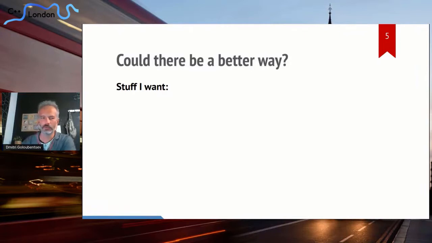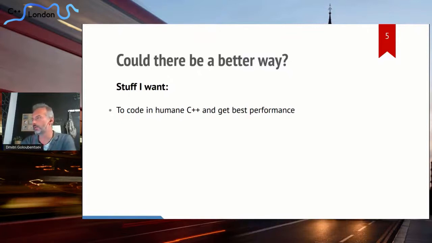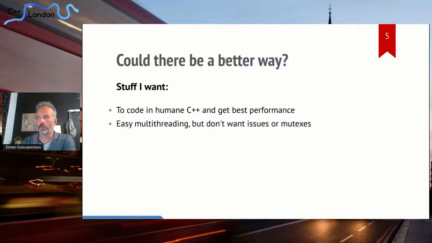So the stuff I really wanted as a practitioner: I want to write humane C++ and get the best performance, right? So if I want to use STL containers and I want them to dynamically allocate memory and stuff, I want to be able to do that. I don't want to be thinking all the time that it can kill my performance when I'm running this Monte Carlo loop. Multi-threading: I know many people and many organizations try to avoid multi-threading altogether, and for very good reasons, because if you do have some issues, it's very difficult to troubleshoot, right?